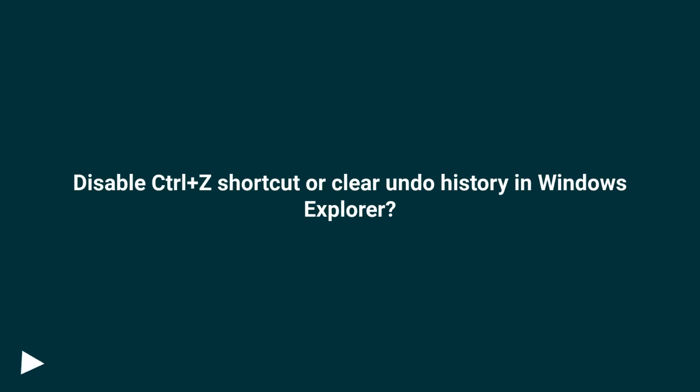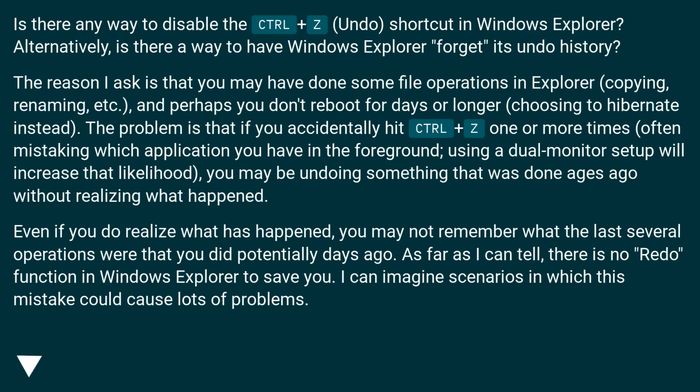Disable Ctrl+Z shortcut or clear undo history in Windows Explorer. Is there a way to disable the Ctrl+Z undo shortcut in Windows Explorer? Alternatively, is there a way to have Windows Explorer forget its undo history?